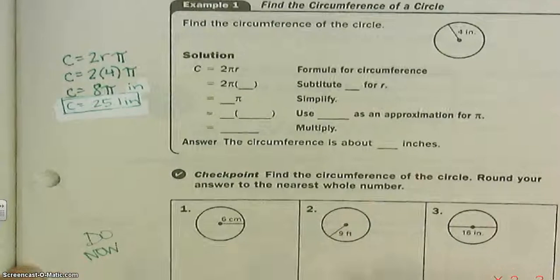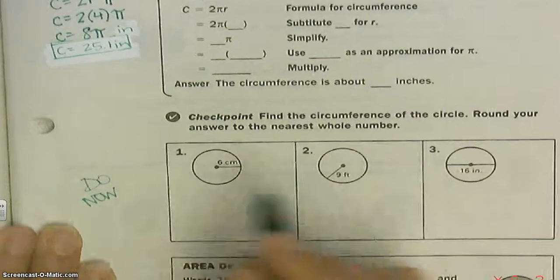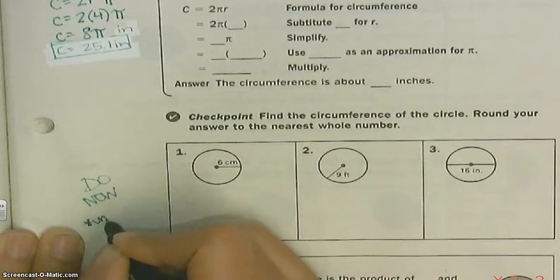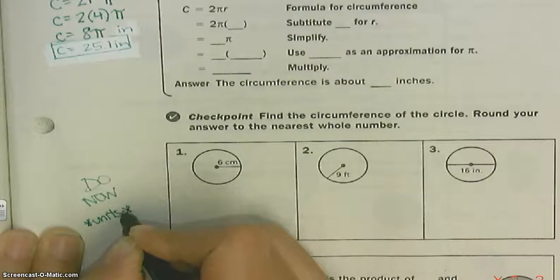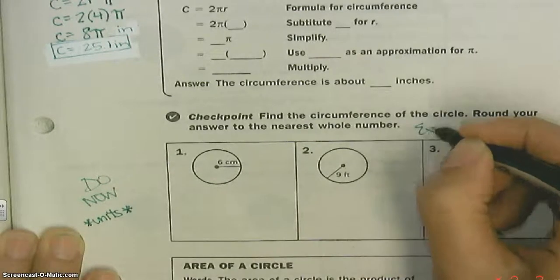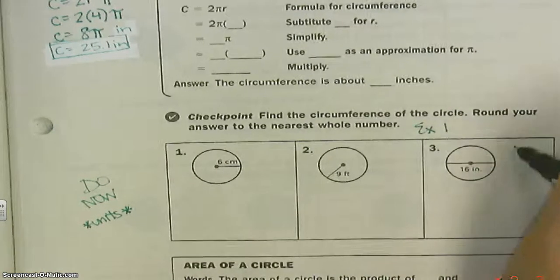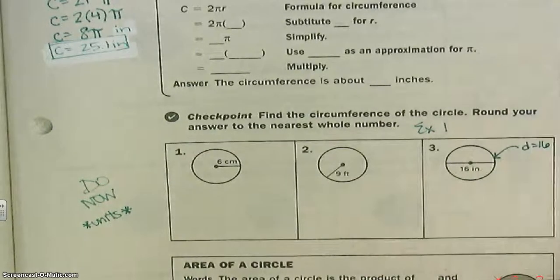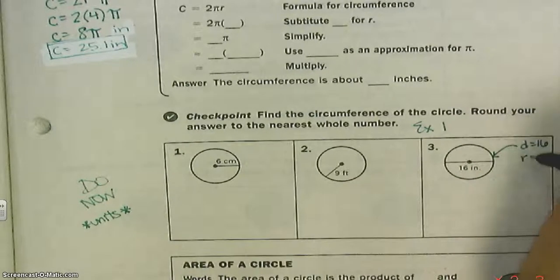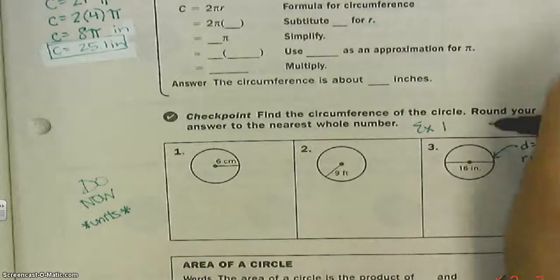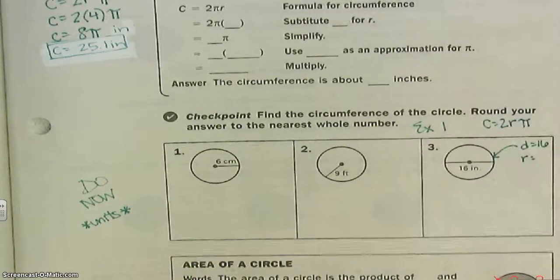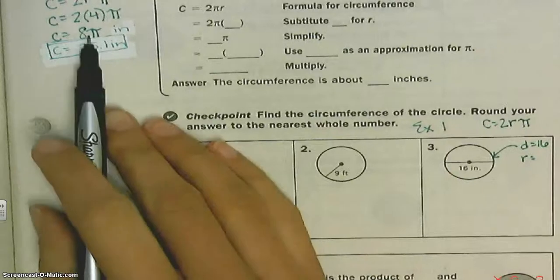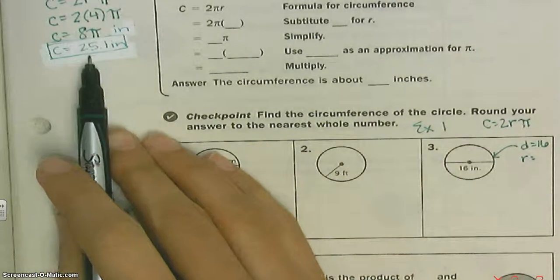So we're going to go down here. I want you to do these now. Don't forget about your units. This is just like example 1. I want you to note here that the diameter equals 16. So think about what the radius would be, and then use your formula. C equals 2r pi. If you don't have a calculator, leave your answer like this. If you do have a calculator, you can put it in.